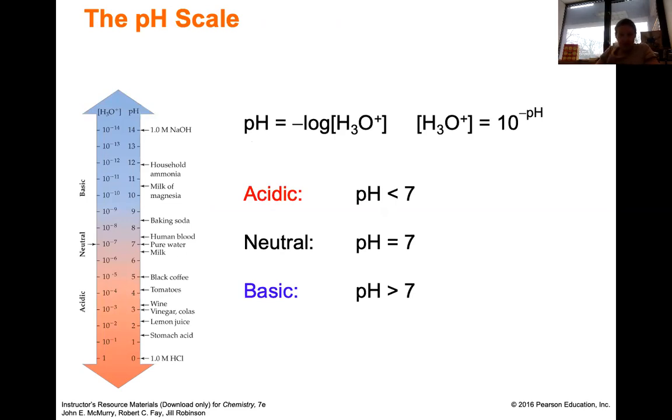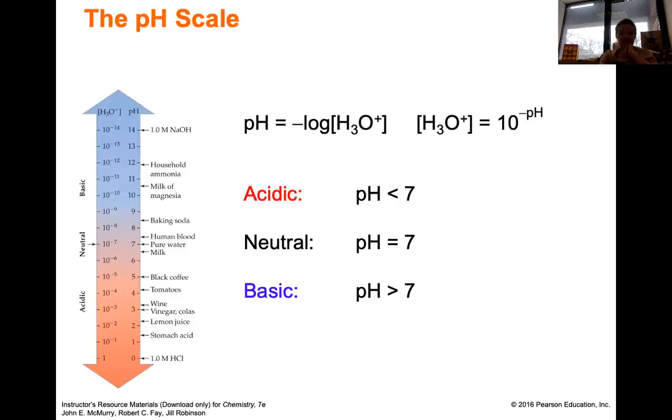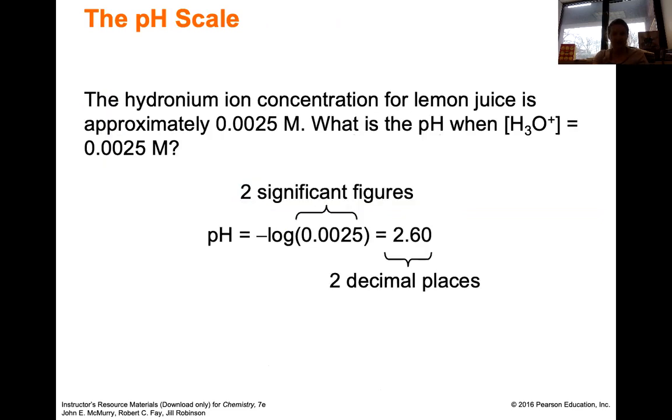So by definition, the pH is the negative log of the hydronium ion concentration. So if we have a neutral solution where the hydronium ion concentration is 1 times 10 to the minus 7, if you take the negative log of that, so take the log and then change the sign, you will get 7. So the pH of a neutral solution is 7. The pH of an acidic solution is less than 7. The pH of a basic solution is greater than 7.